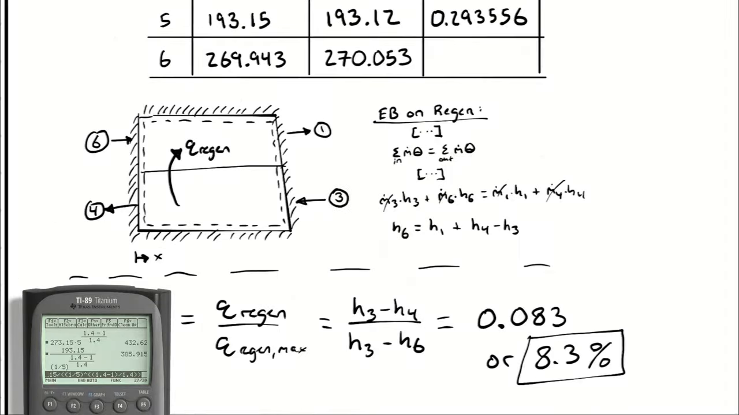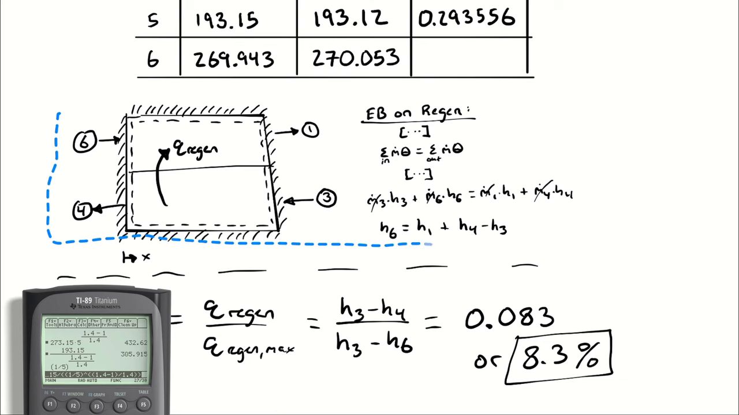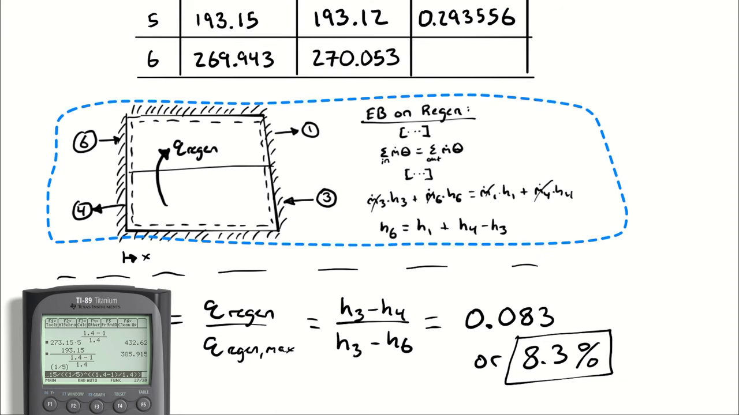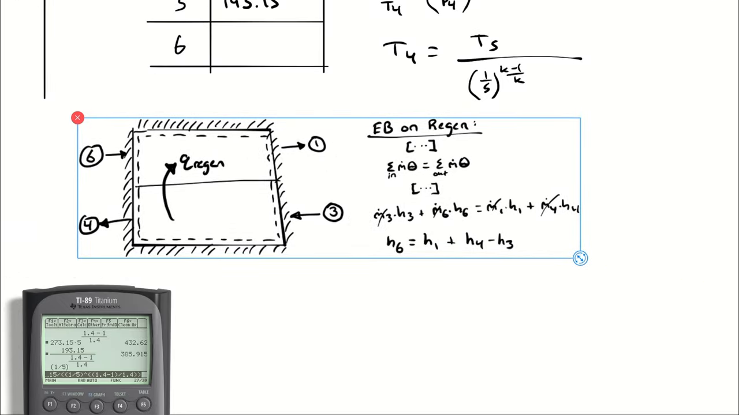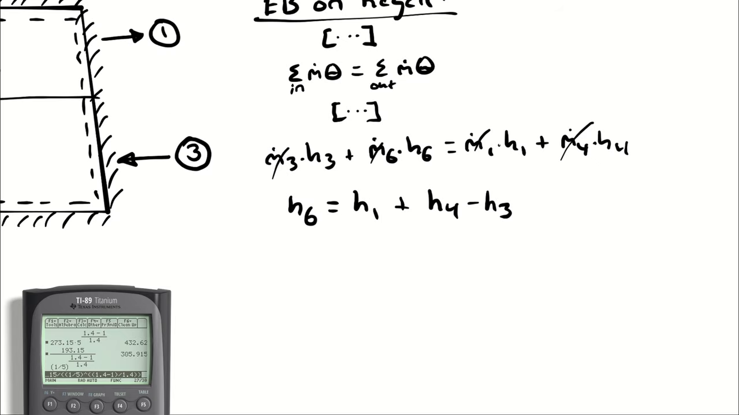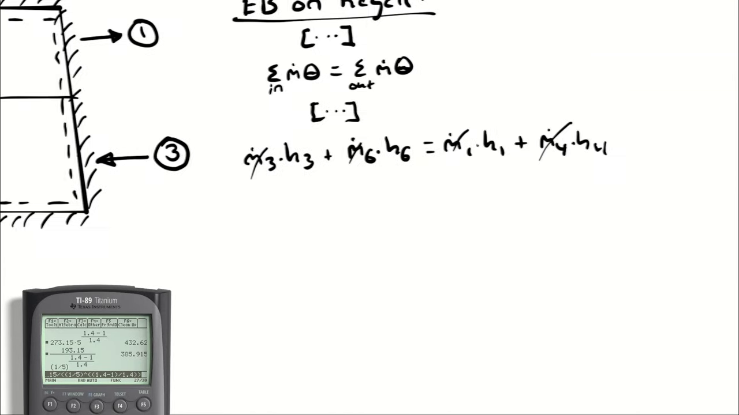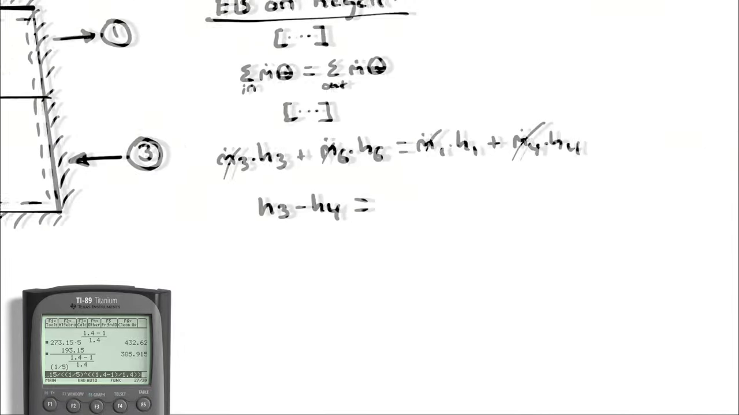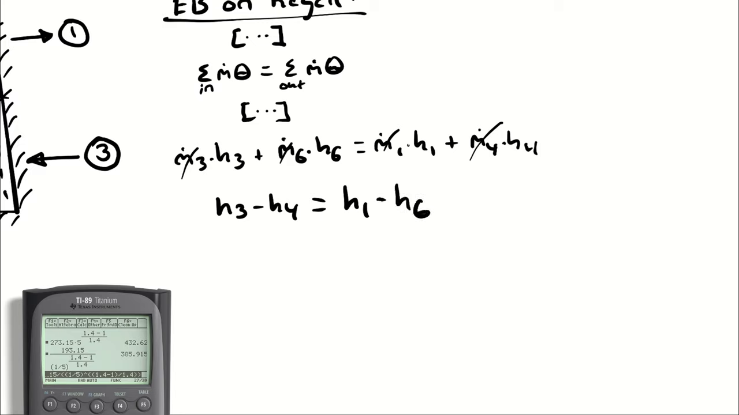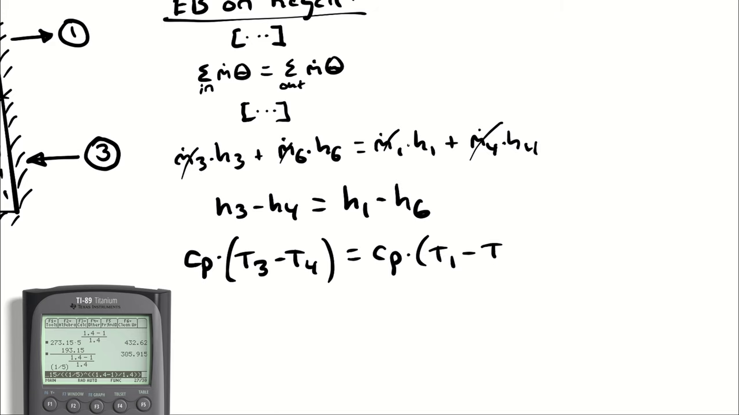And that is going to start the same way as it did when we used our enthalpies, which is we're going to perform an energy balance on the regenerator. The only difference is that we are using the assumption of constant specific heats, so we can replace the delta H's with Cp delta T's. So writing this as a positive quantity, I would have H3 minus H4 is equal to H1 minus H6. Then I assume constant specific heats, and I get Cp times T3 minus T4 is equal to Cp times T1 minus T6.